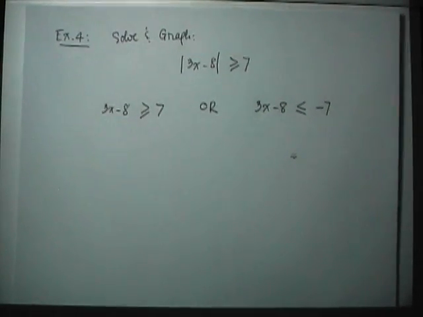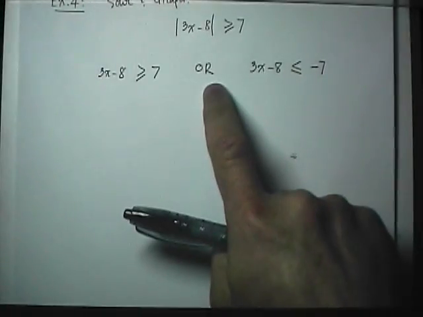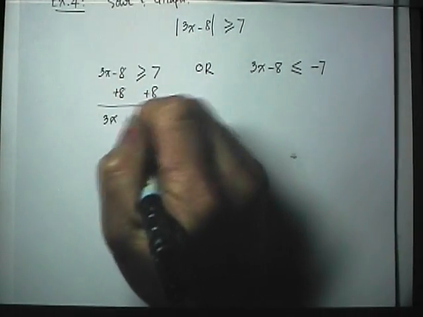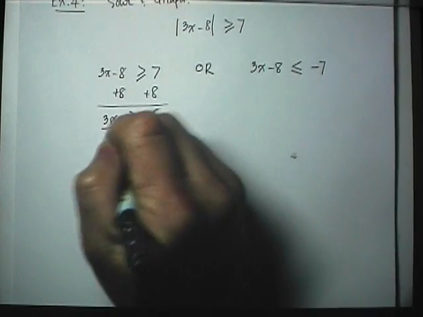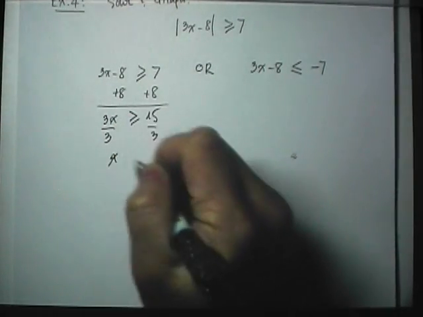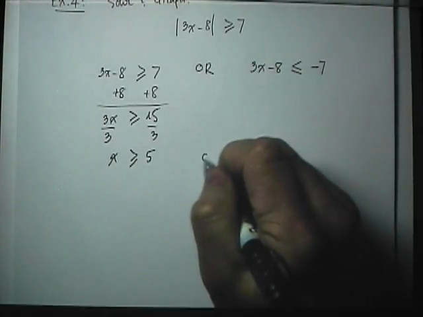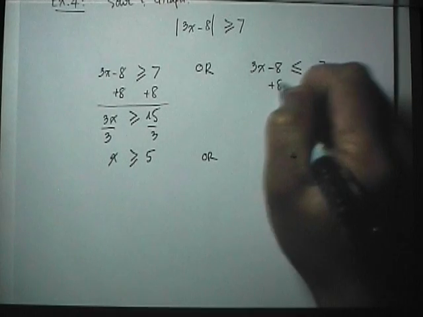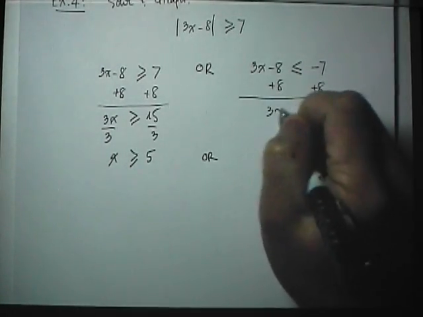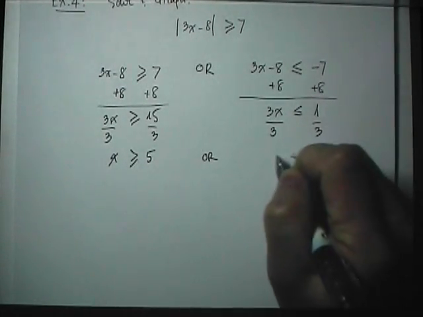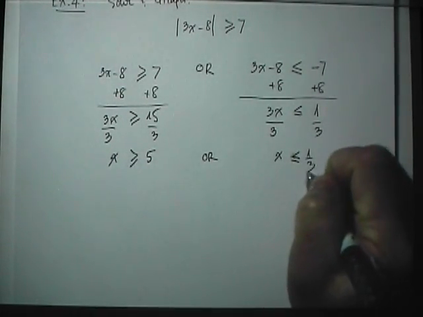Once again, we have spent a lot of time learning how to solve these compound inequalities with the OR keyword. So just think about solving these two independently. We have 3x greater than or equal to 15, and dividing both sides by 3 gets me x greater than or equal to 5. And the other one, when you add 8 to both sides, 3x less than or equal to 1, and dividing both sides by 3 gives me x less than or equal to 1/3.